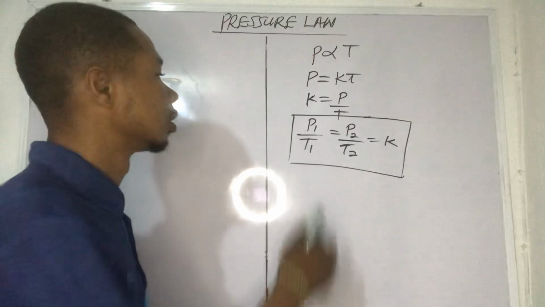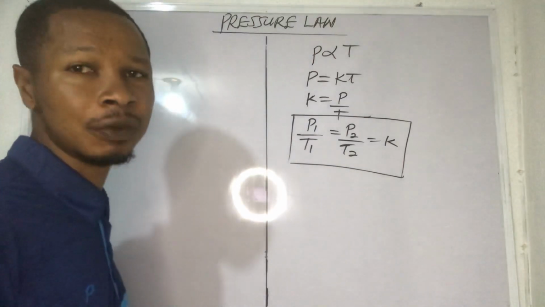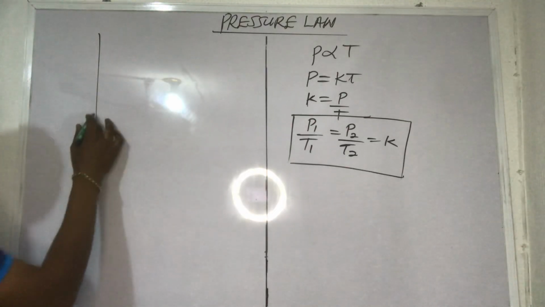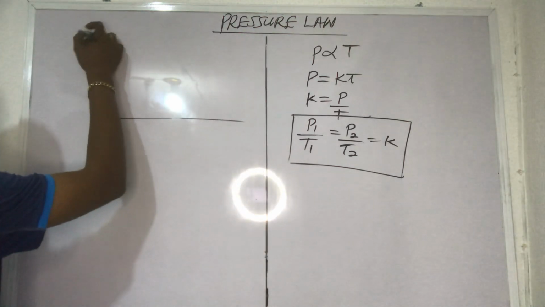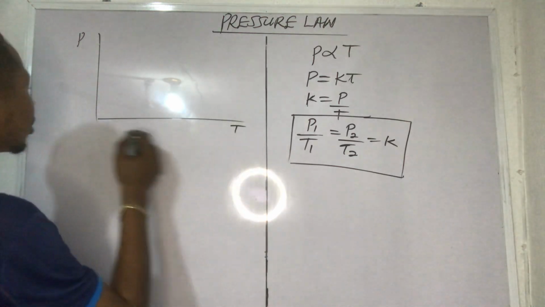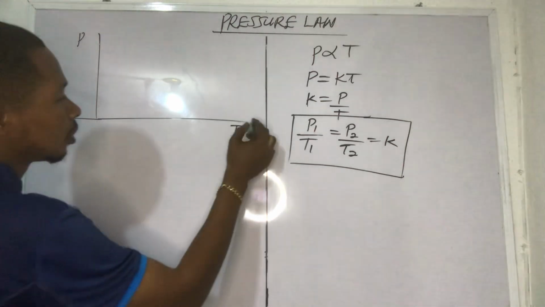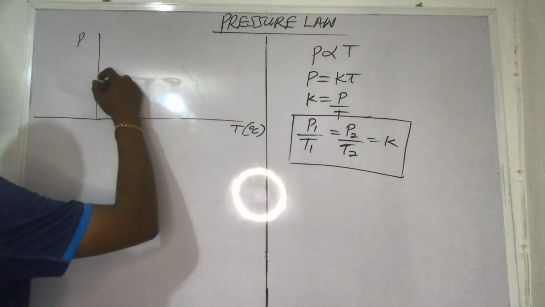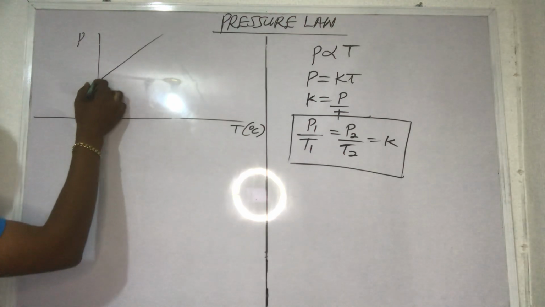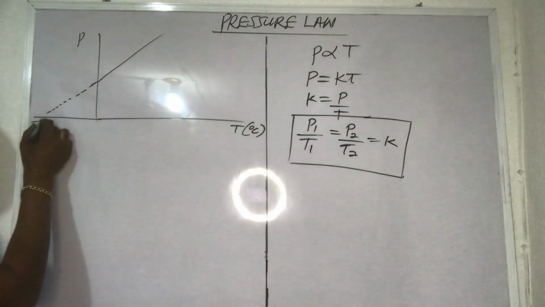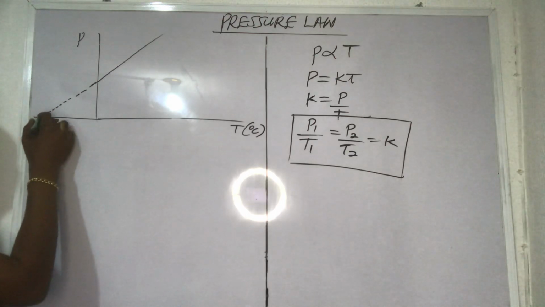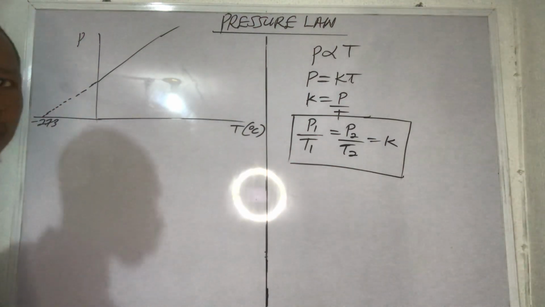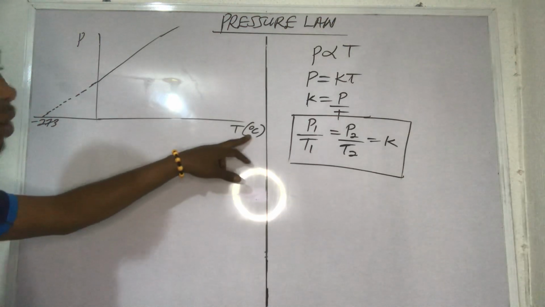Now, the graph of pressure law can be drawn like this. So you are drawing pressure against temperature. If you are drawing pressure against temperature in degrees Celsius, then the graph looks like this. This is minus 273 degrees. This is how the graph looks: pressure against temperature in degrees Celsius.